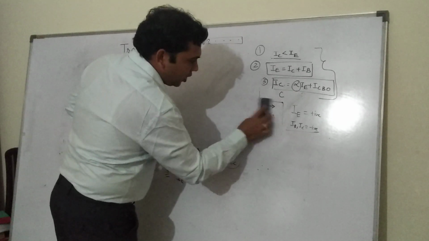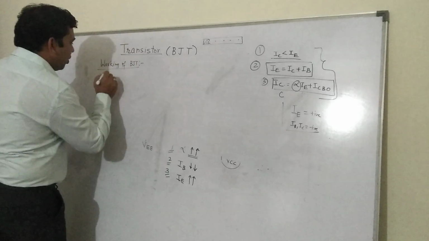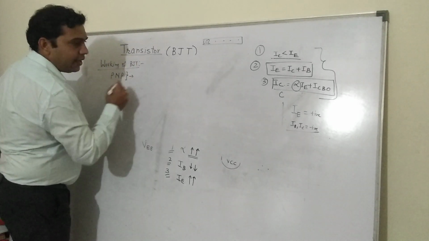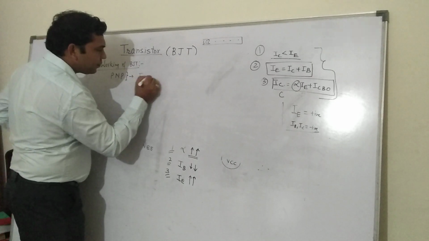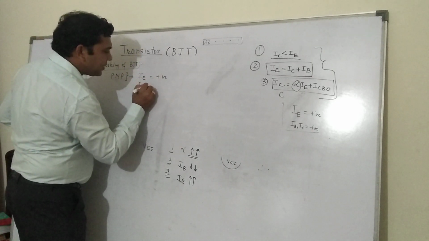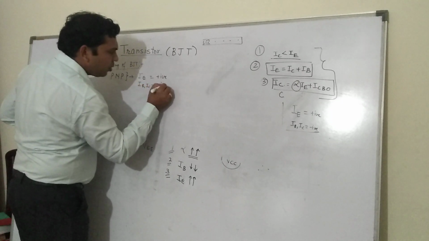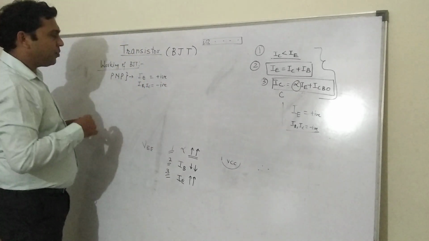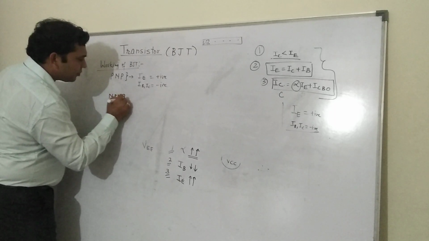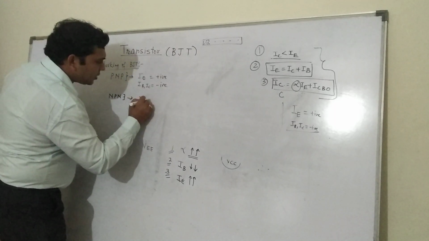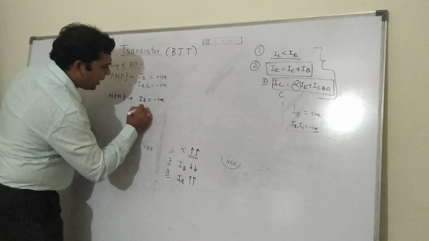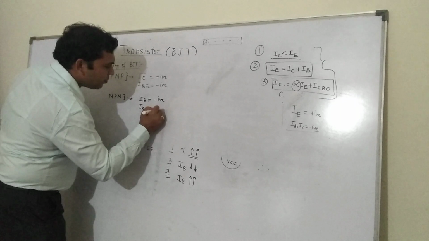So for the case of a PNP, IE is positive, whereas IB and IC are negative because they are leaving from the transistor. If it is an NPN transistor, IE is always negative and IB and IC are positive.